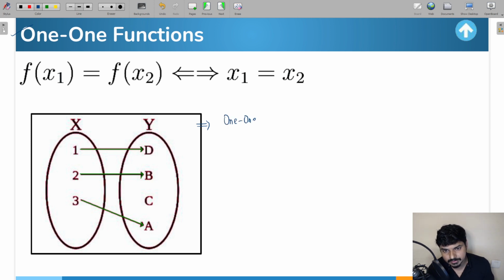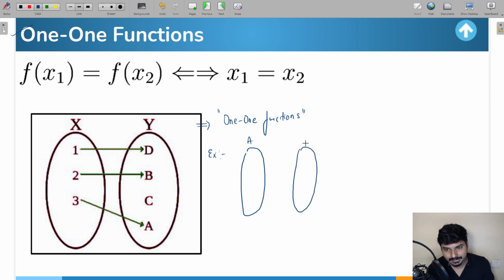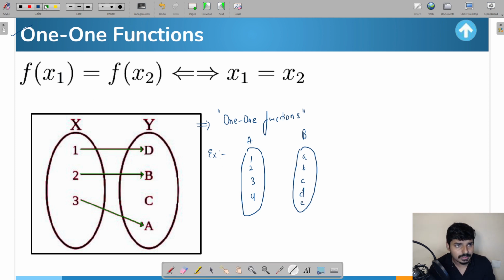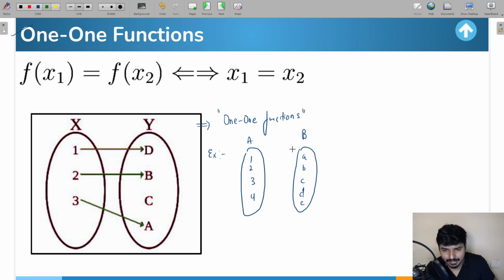What do we call these functions, everyone? Well, these are simply one-one functions. I can give you another example. Let us say two sets are given, set A and set B. In set A, let me take the elements 1, 2, 3 and 4. In set B, let me take the elements A, B, C, D and E. Now let me draw the arrow diagram in this way. Let us say 1 is related to A, 2 is related to B, 3 is related to C, and 4 is related to C.